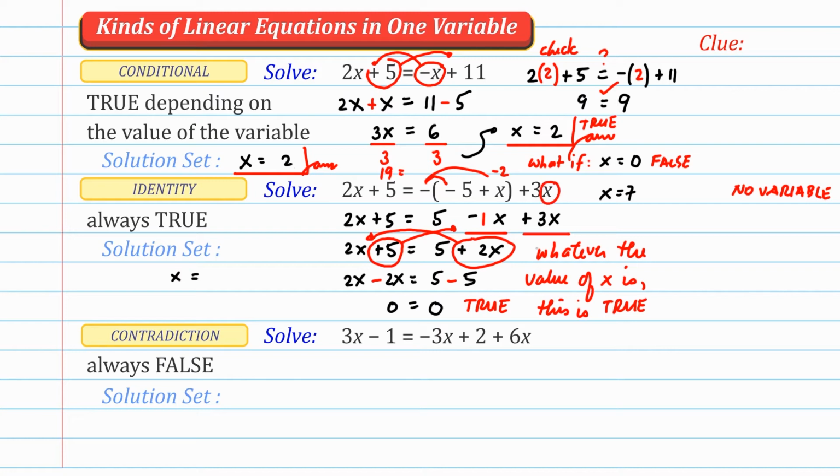Kaya lang may 7 din dito. 7 times 3 is 21 also. What is 21 minus 2? 19. Aba! As you can see, the left side is equal to the right side. It's a true statement. That's good news.